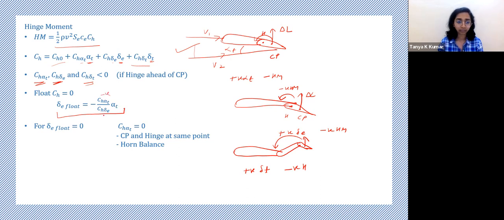This is a negative quantity. This is a negative quantity. So overall, this is a negative quantity for positive alpha tail. Okay. So now if you wanted your elevator to float at 0 degrees in the freely floating condition, you need your CH alpha tail to be 0. How do you ensure CH alpha tail will be 0?